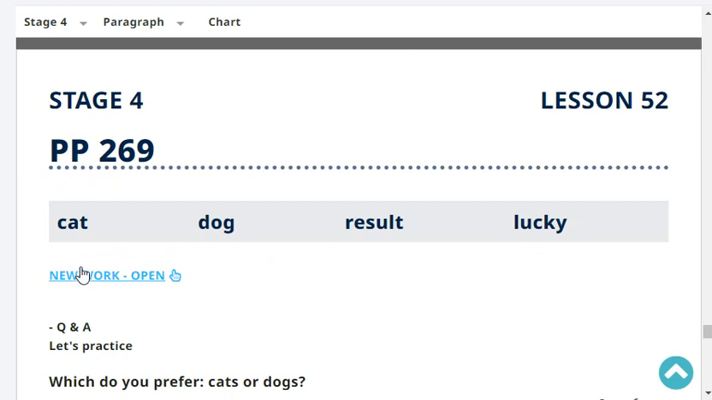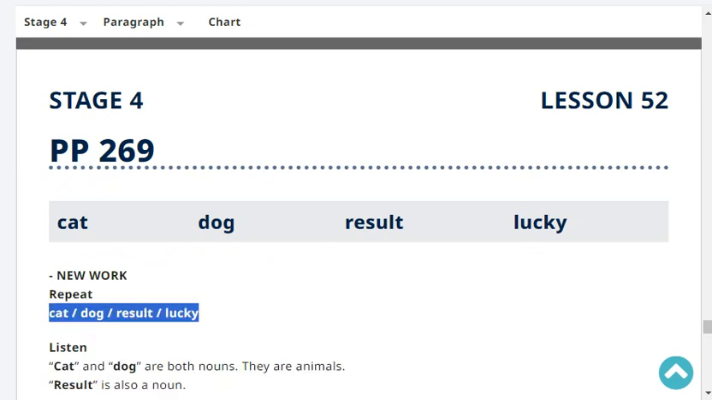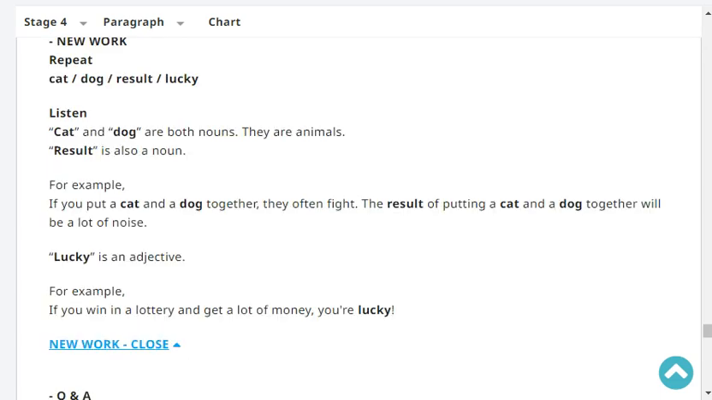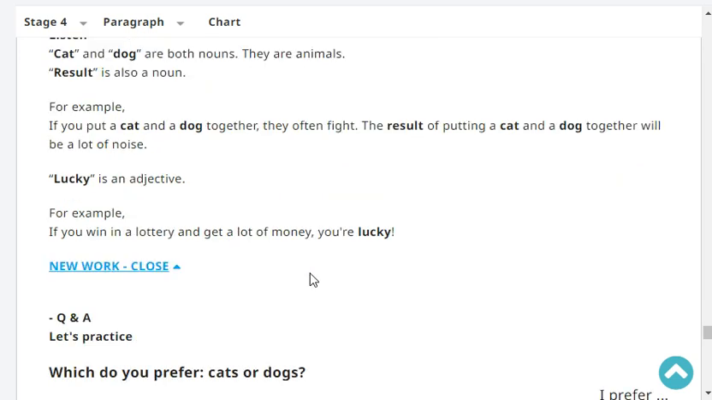Okay, next repeat. Cat. Dog. Result. Lucky. Very good. Okay, listen. Cat and dog are both nouns. They are animals. Result is also a noun. For example, if you put a cat and a dog together, they often fight. The result of putting a cat and a dog together will be a lot of noise. Lucky is an adjective. For example, if you win a lottery and get a lot of money, you're lucky.